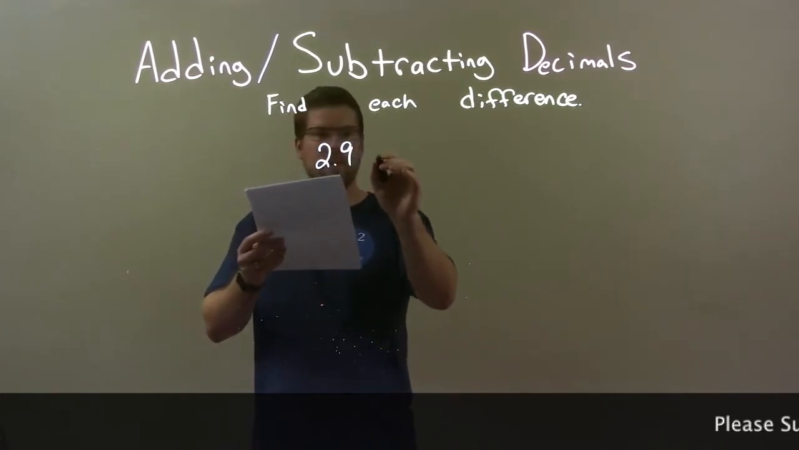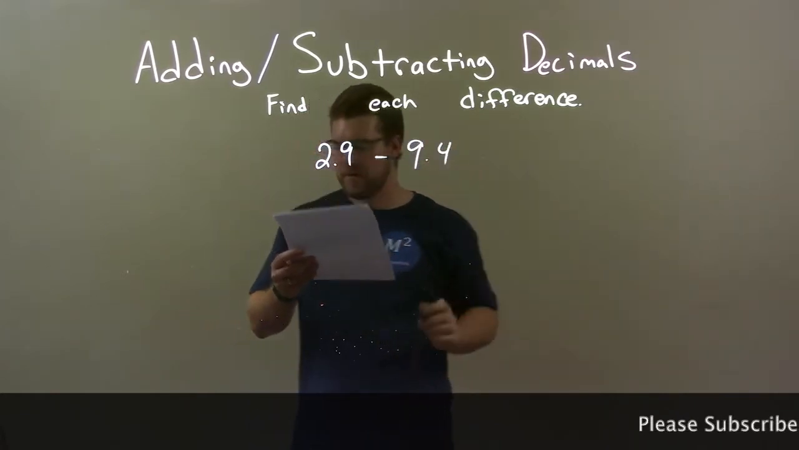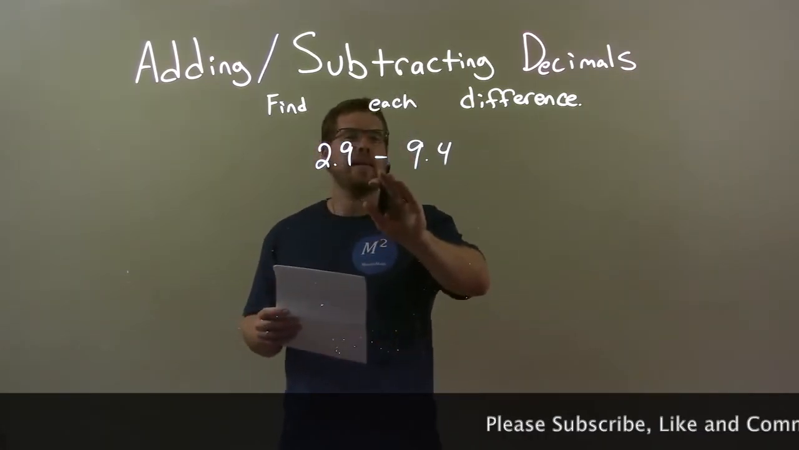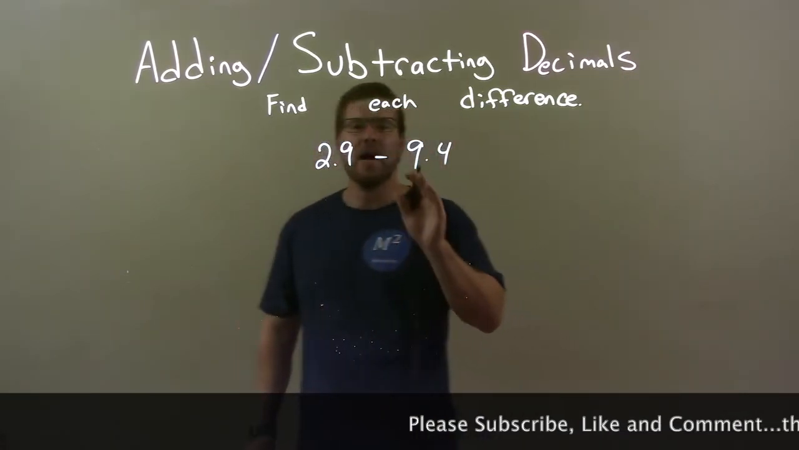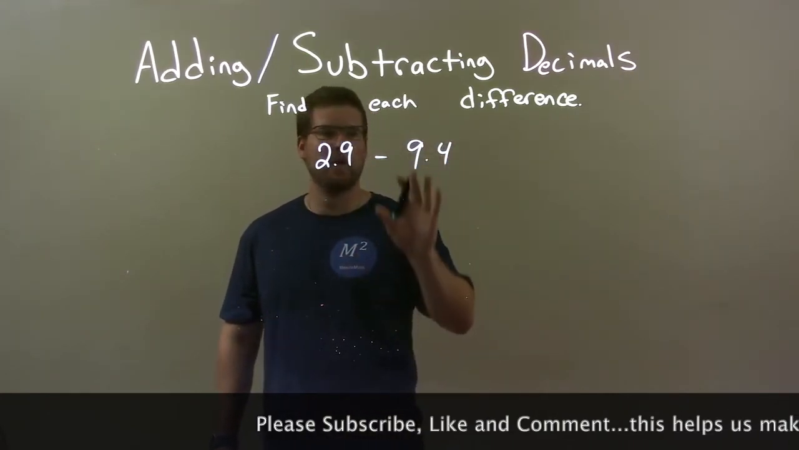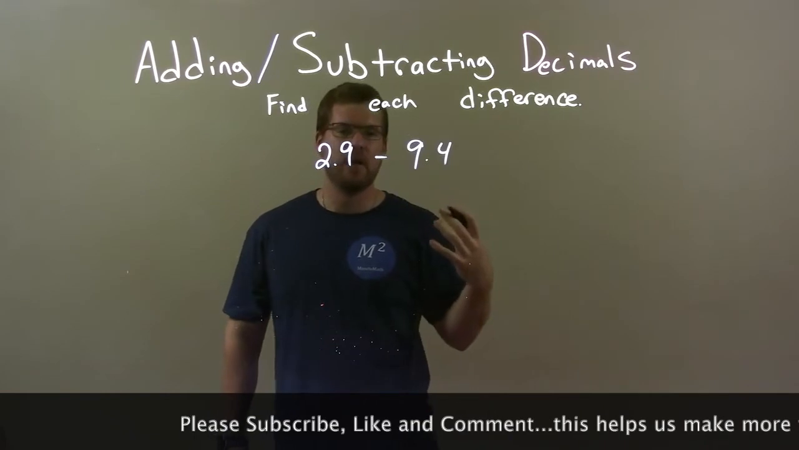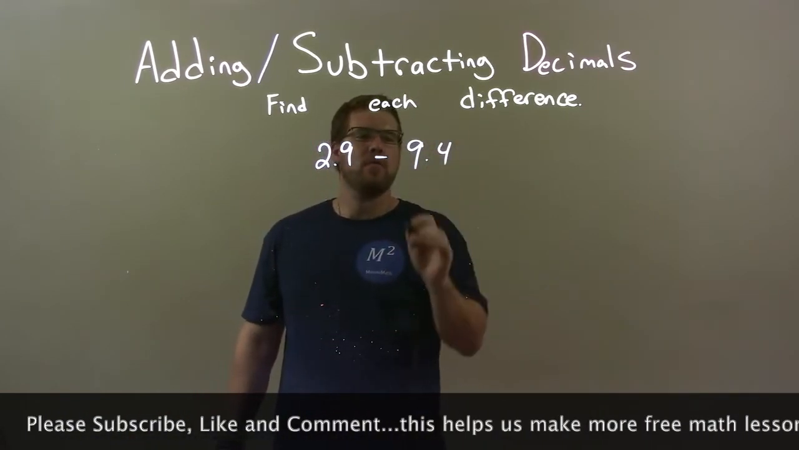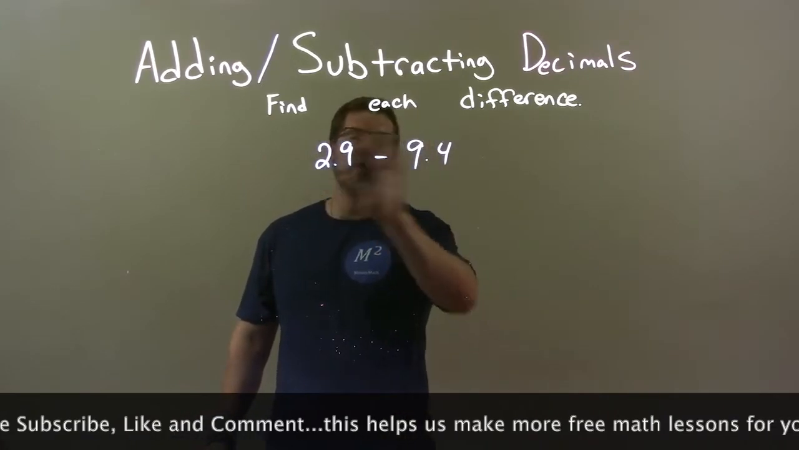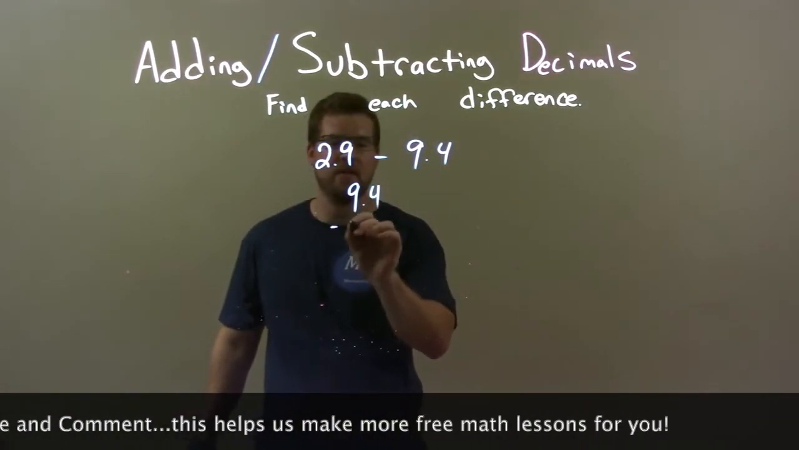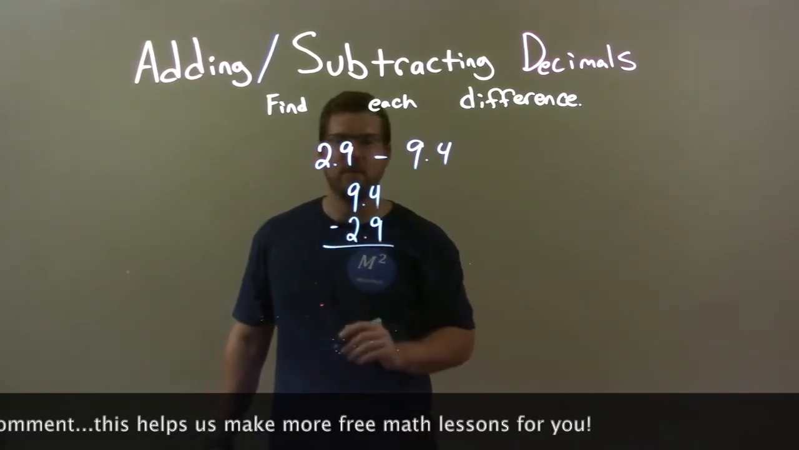2.9 minus 9.4. Okay. So what do we need to do first? Well, I have 2.9 minus 9.4. I know that 9.4 is larger than 2.9, so our answer is going to be a negative number. With that being said, I need to keep that in my mind. I need to find the difference between 9.4 and 2.9. So 9.4 will come first when I do that, and I subtract 2.9 from it.